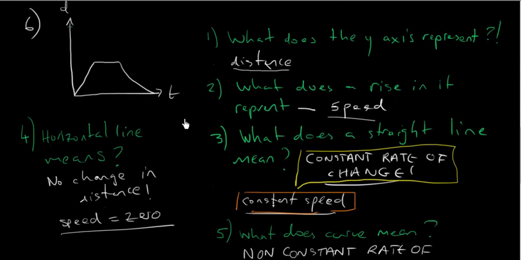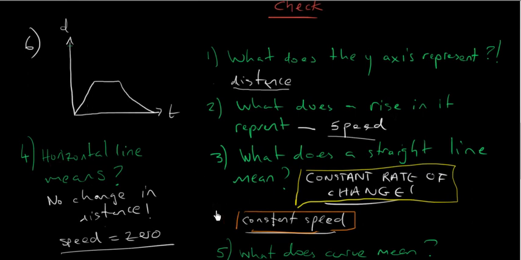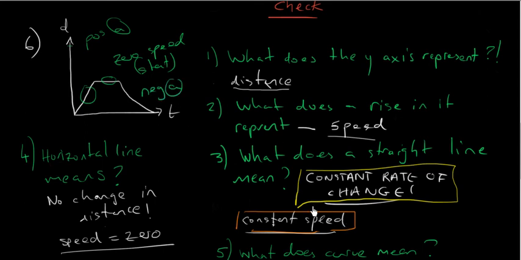So here we can look at these and say, okay, knowing what we've just said, here we have a straight line going up, so we have positive acceleration. Here we have a flat horizontal line, so we have 0 speed, or stationary. And here we have a curve going down, so we have negative acceleration. Okay, and I'm running out of time, so hopefully all of that makes sense, and I'll see you in the next video.